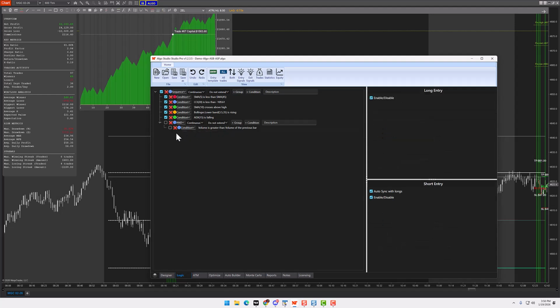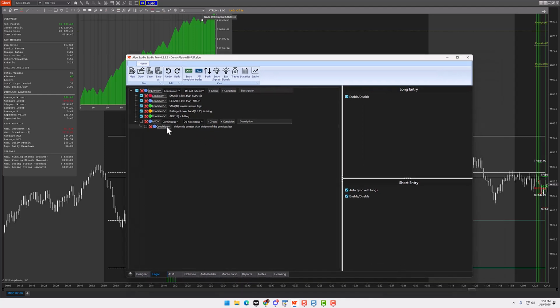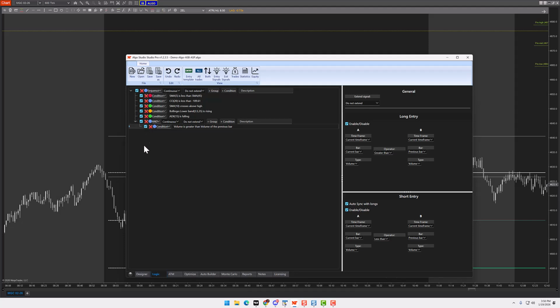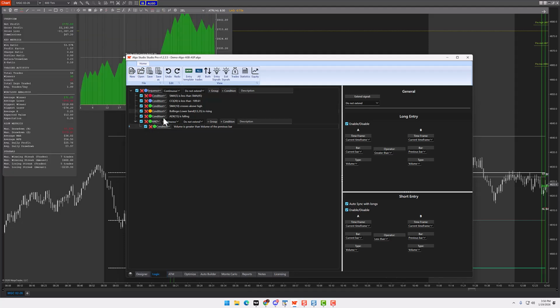So let me just get rid of that one here. Again, in the interest of simplicity, I said, well, let's just see if I can improve on this. So what I added was just a simple volume bump: current bar's volume is greater than the previous bar's volume. It can't be any simpler than that. So I added that as an and. In addition to all of this, then I want the volume to be greater.